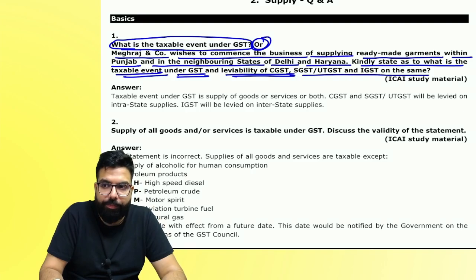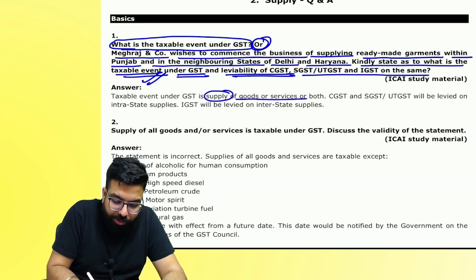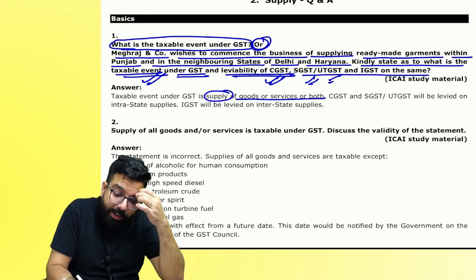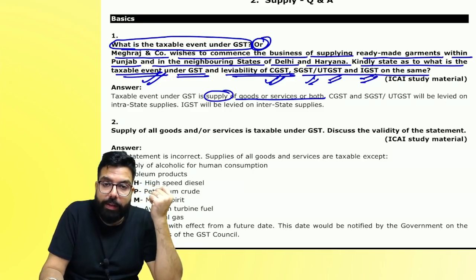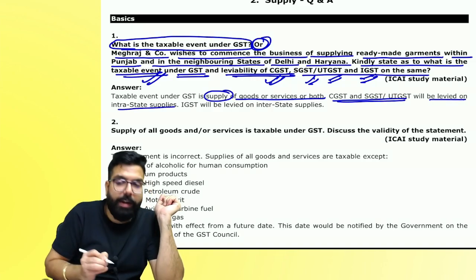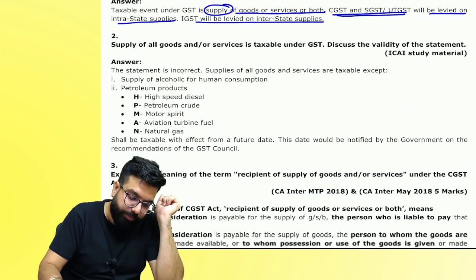What is it, everyone? First of all, what is the taxable event under GST? Taxable event is the supply of goods, services or both. Then, when will CGST, SGST, UTGST and IGST be levied? CGST, SGST and UTGST will be levied on intrastate supply. IGST will be levied on interstate supply.